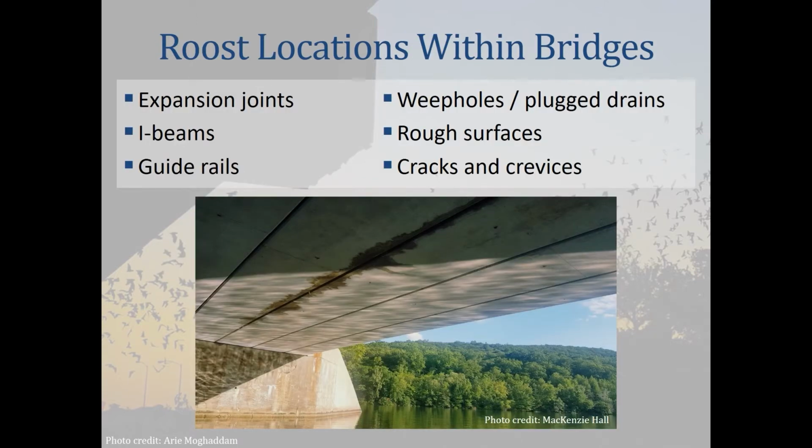Bridges function as permanent artificial roosts. For example, the Monksville Reservoir Bridge in New Jersey, pictured here, serves as a little brown bat roost of more than 100 bats, including pups. Roost locations within bridges may include expansion joints, I-beams, guide rails, weep holes or plugged drains, rough surfaces, and cracks and crevices.